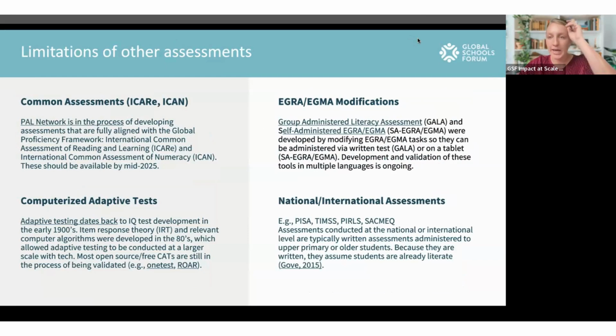So iCare and iCan, and those haven't been released yet, but they should be available by around the middle of this year. So if it's something that you're interested in, definitely reach out to PAL Network or let us know, and we'd be happy to connect you with them. There are also some pretty significant modifications to EGRA and EGMA to make them easier to administer, either group administered or self-administered using a tablet.